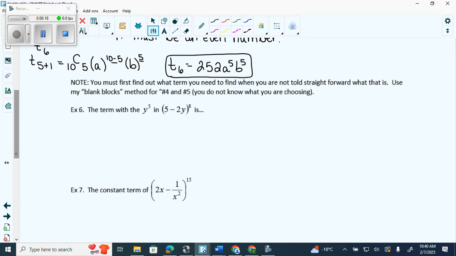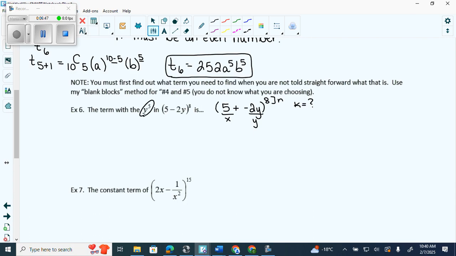So we know that this binomial is actually (5 plus negative 2y) to the 8th. So this is my x, this is my y, this is my n, I don't know k, but they have to give me enough information to find k. So they either have to give me the term number, and then I know it's 1 less, or they have to give me something about the actual thing. In this case, they told me the term has a y to the 5th in it. So we'll deal with that in a second.